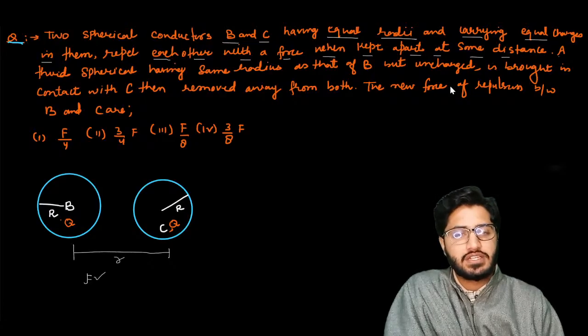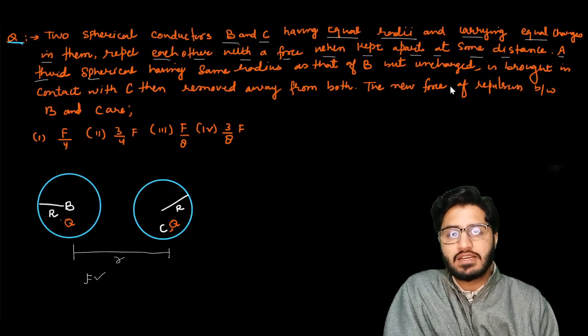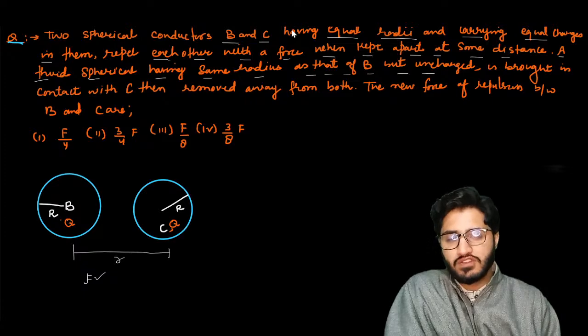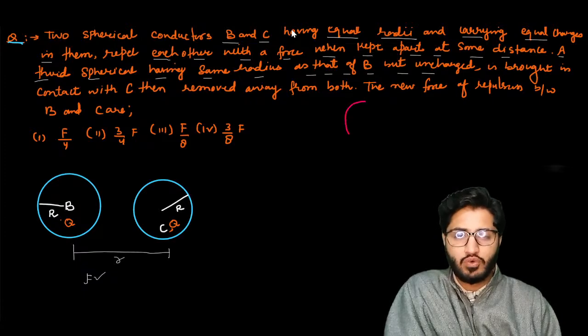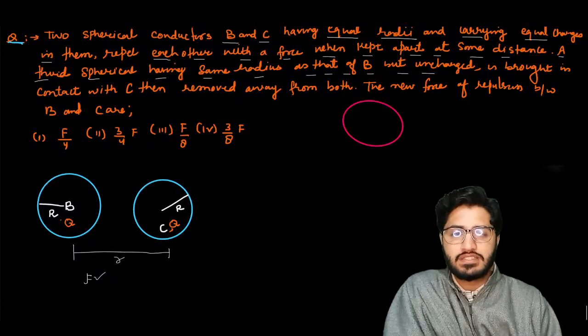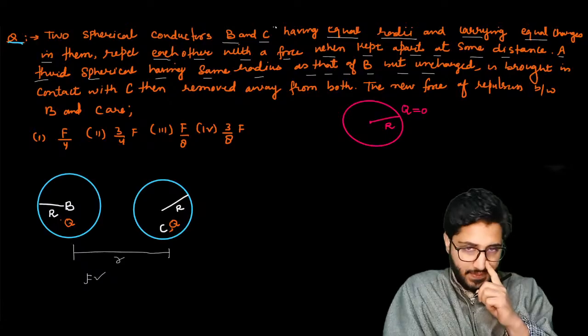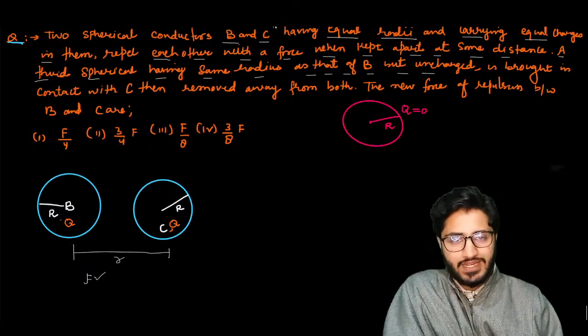Now the second condition is a third sphere having the same radius as that of B but uncharged. So we have one more sphere here, and its radius is the same, r, but it is neutral, that is, its charge is zero.